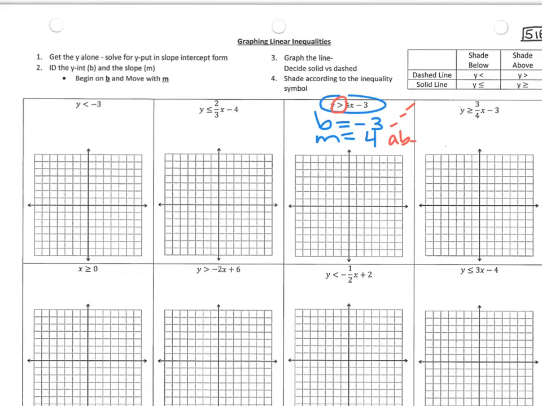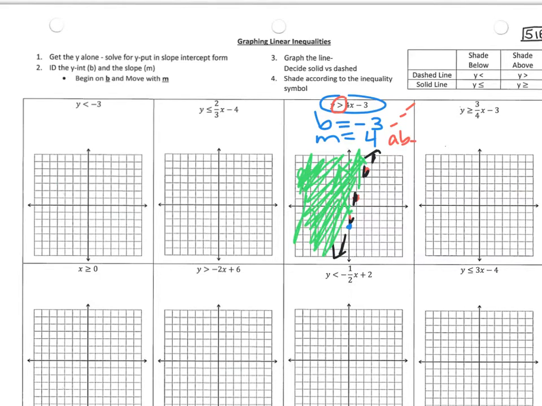So I'm just writing myself some notes. Begin with b, which is -3. Move with m, so that's up 4, right 1. I'm going to do that a couple more times. Up 4, right 1. Now I'm going to connect these 3 points, and I already said it's a dotted line or a dashed line. Wow, isn't that super pretty? And then I've already said to shade above. So if I put my pencil on the line and go up, choose somewhere else, go up. This is the side that I'm shading.